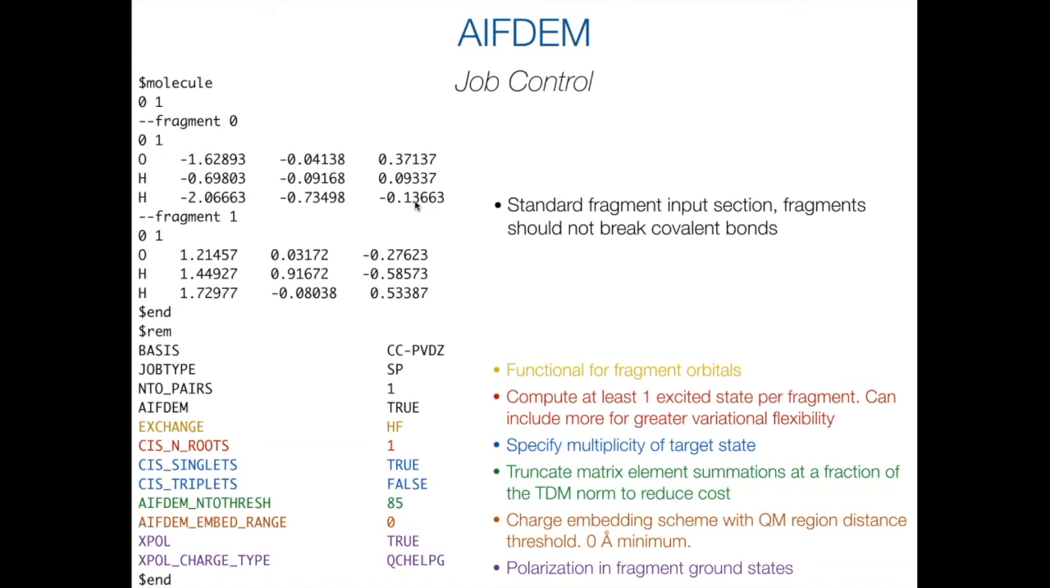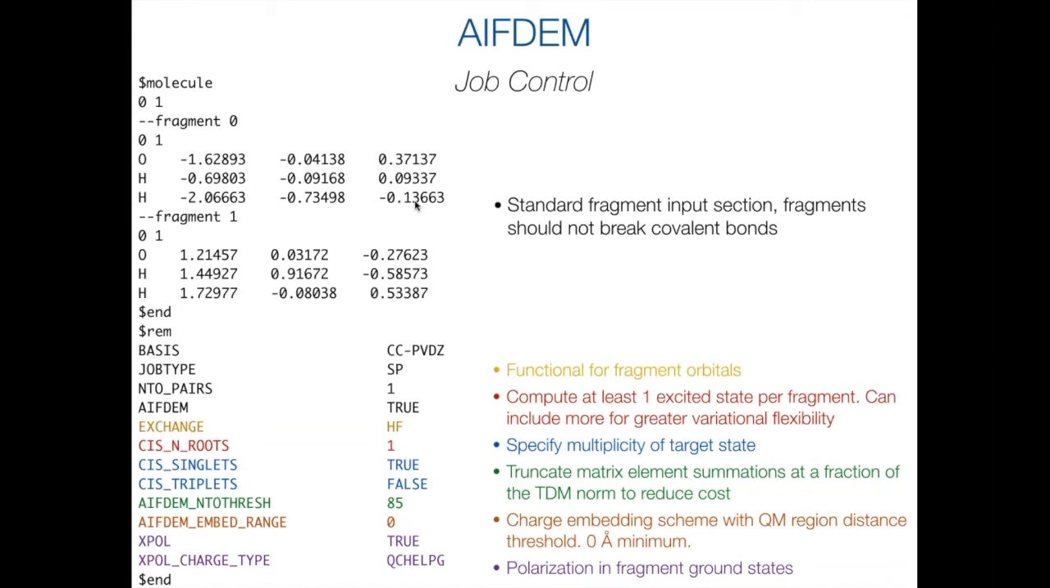The NTO threshold keyword in green is again used to adjust the number of terms retained in the exciton-site basis state expansions. The higher this is, the more accurate the results are, but it does increase the cost. Again, around 85, we found to achieve a good balance.